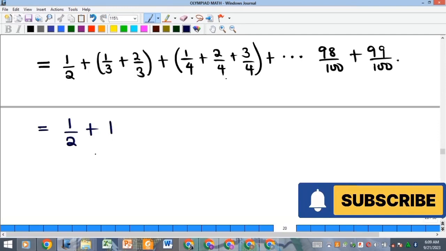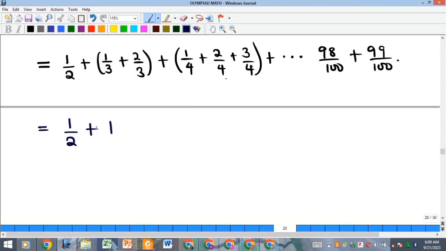Now, in this sequence, we want to form a sequence where all the denominators are going to be the same. And that denominator is going to be the first denominator that we have here, which is 2. So how can I write 1 to give me a denominator of 2? And that's easily 2 all over 2. Okay, so we go to the next one.